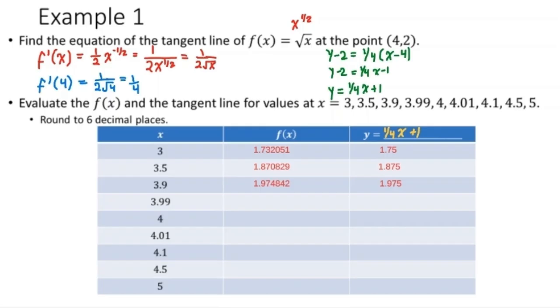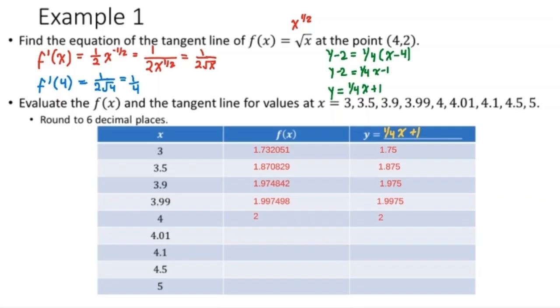Our function at 3.99 will be 1.997498, while our tangent line at 3.99 is 1.9975. If we plug 4 both into our function and our tangent line equation, we see both would be exactly 2. It does make sense that f of 4 would be 2 since the point (4, 2) does lie on the graph of our square root function. Also, it does make sense that our tangent line would be 2 at x equals 4 since the equation of our line came from the point-slope form knowing that the point (4, 2) was already on it.